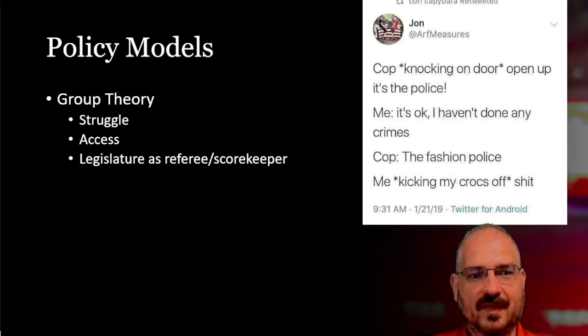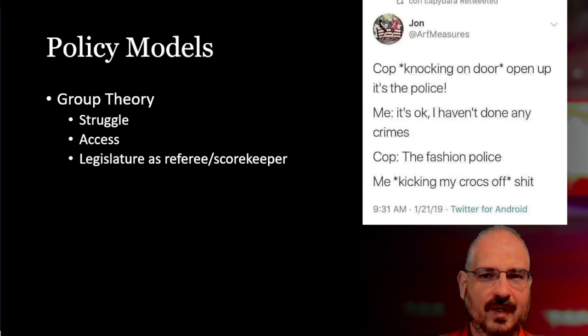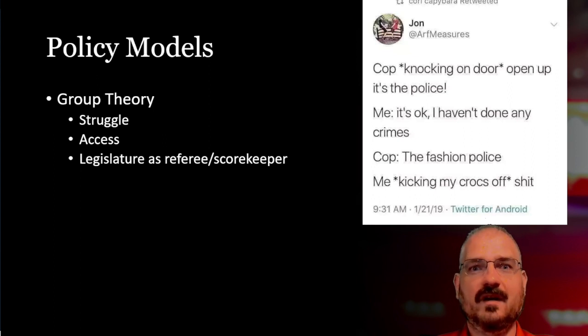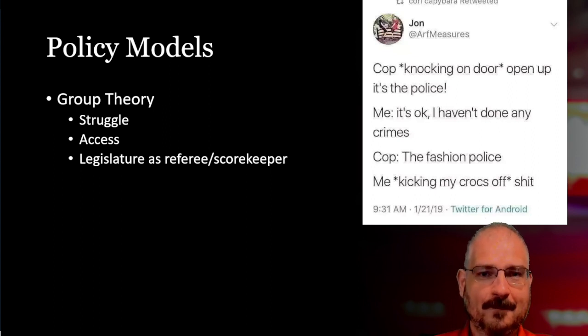Second one we're going to talk about is group theory. Group theory sees everything about the policy making process and the governing process as a struggle between groups. So maybe it's environmentalists as a group and oil companies as a group, and they have competing desires and wants, and they want something different from their government, from the policy. So they're going to approach the government and ask the government to do different things depending on which of those groups those people are members of.